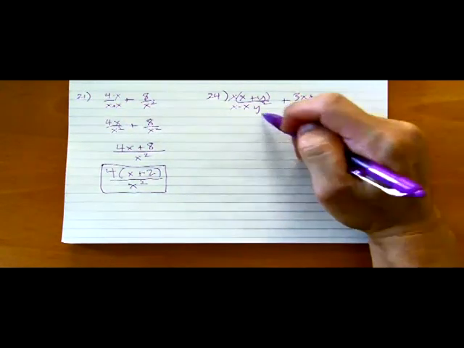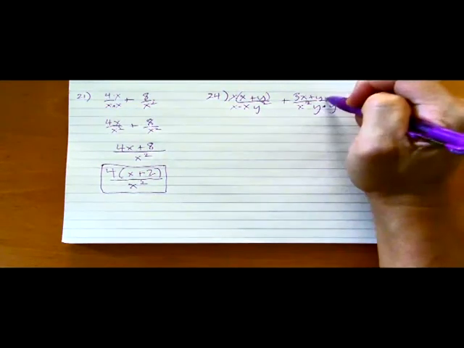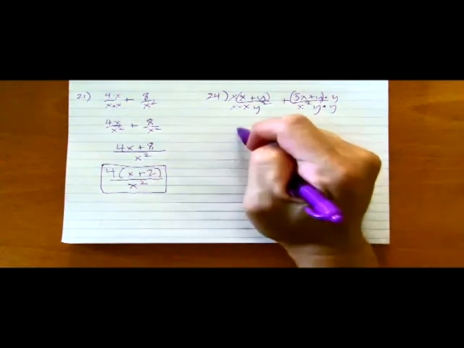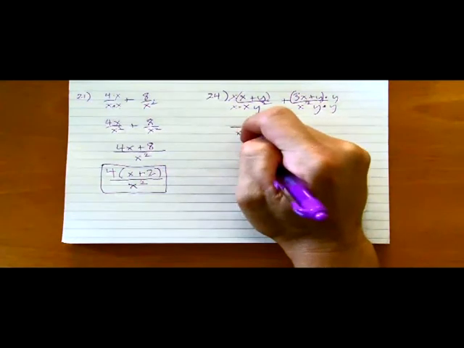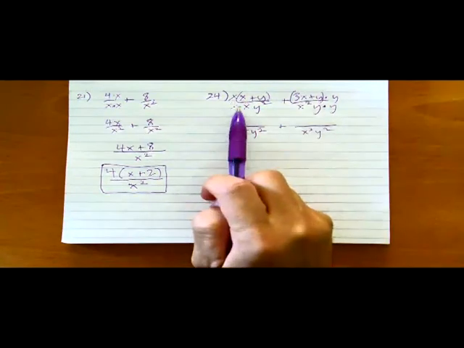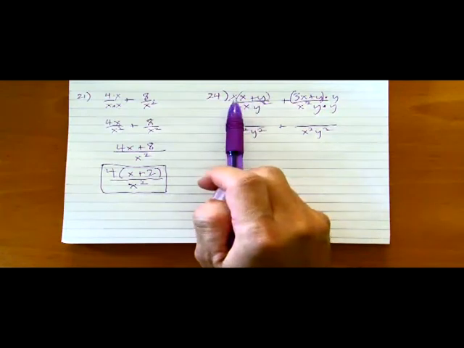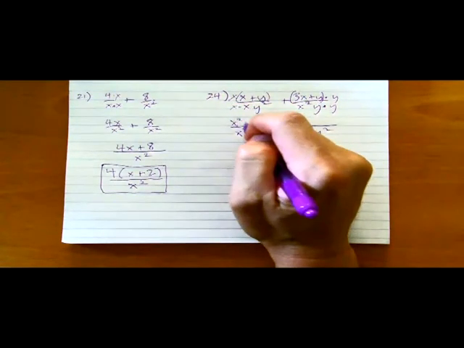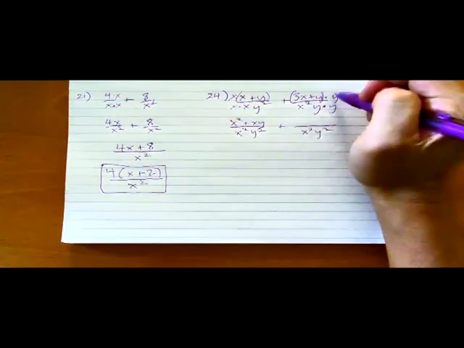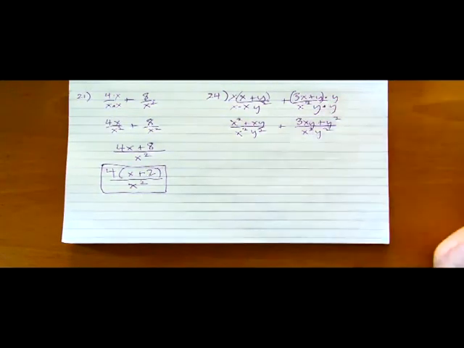On the second fraction, we need to get the y's the same. We need a y squared, so we should multiply by y, and we need to multiply the entire numerator by y as well. Now both denominators will be x squared y squared. We distribute the x to everything in the parentheses, which gives us x squared plus xy. We do the same for the second fraction: the y has to be distributed to everything in the numerator, giving 3xy plus y squared.